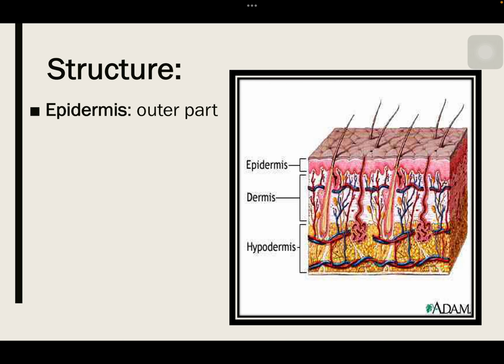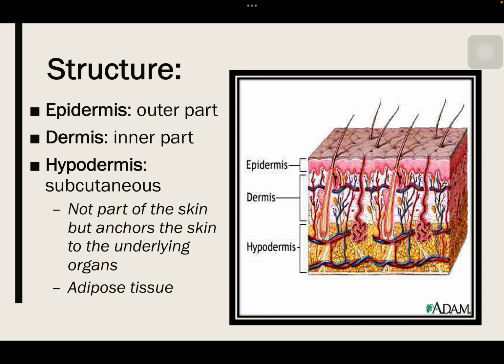Structures involve the epidermis as the outermost part, the dermis as the middle or inner part, and the hypodermis or the subcutaneous area. Sub meaning under, and cutaneous meaning skin. So it's under the skin. It is technically not a part of the skin, but it anchors the skin to the underlying organs. Your hypodermis is usually made up of adipocytes or your adipose tissue.